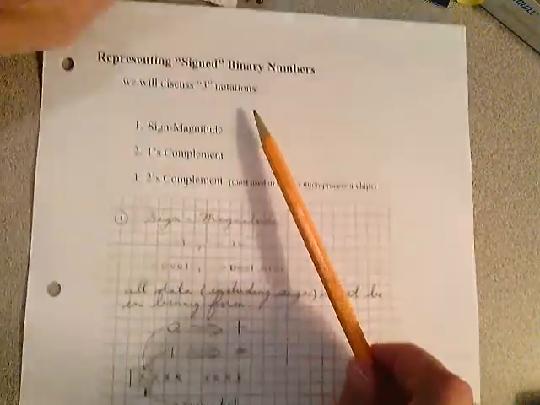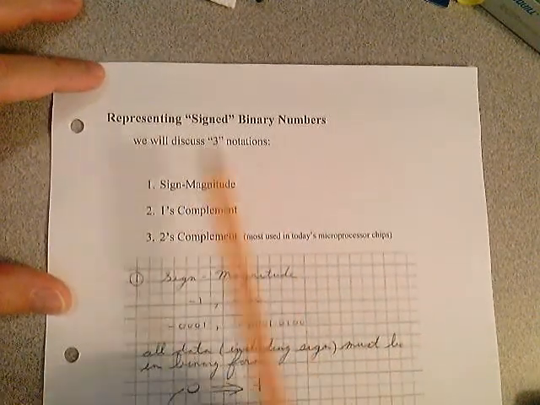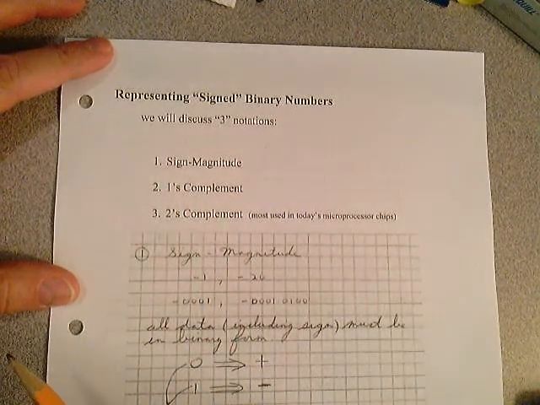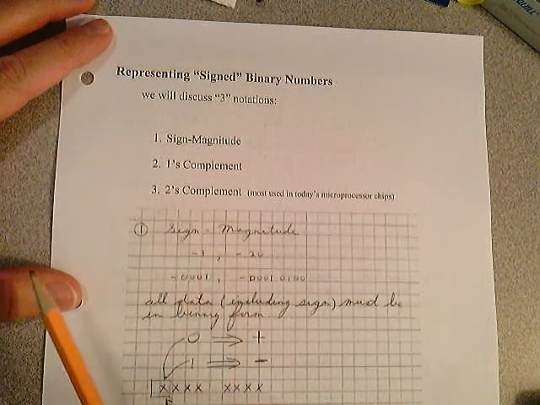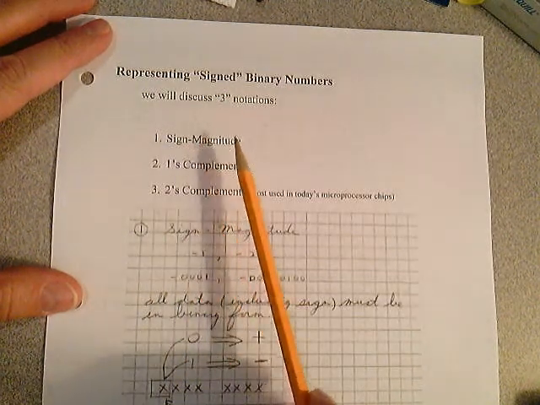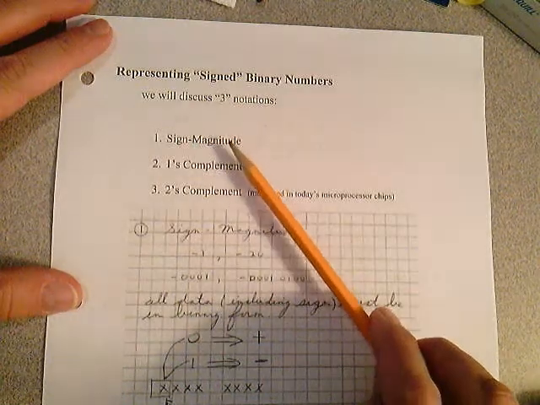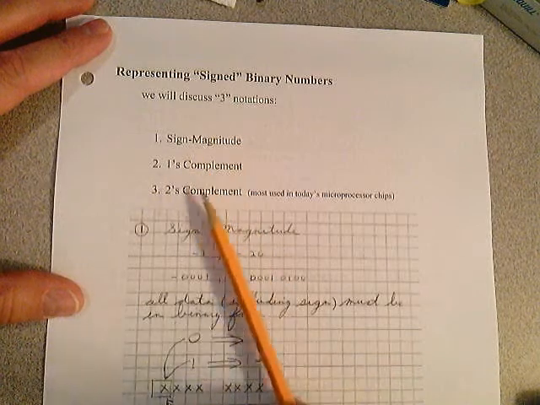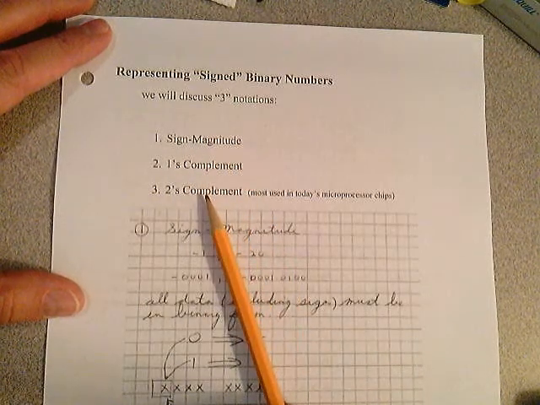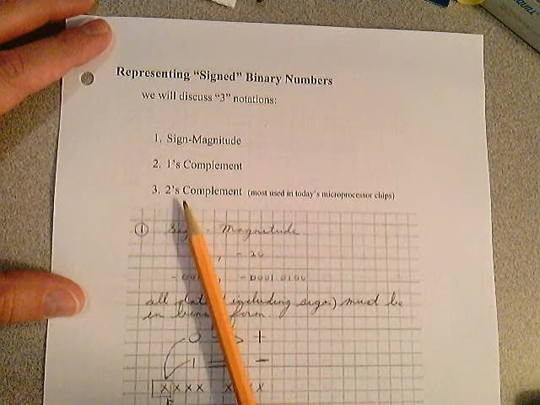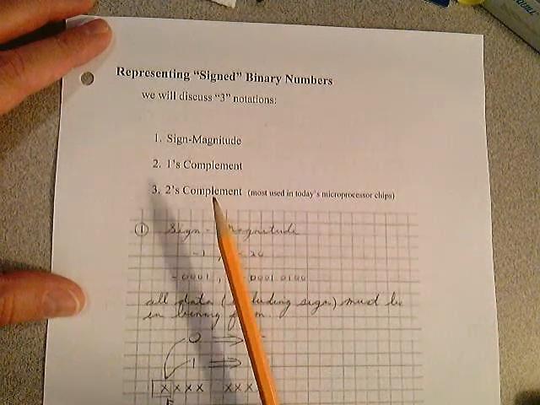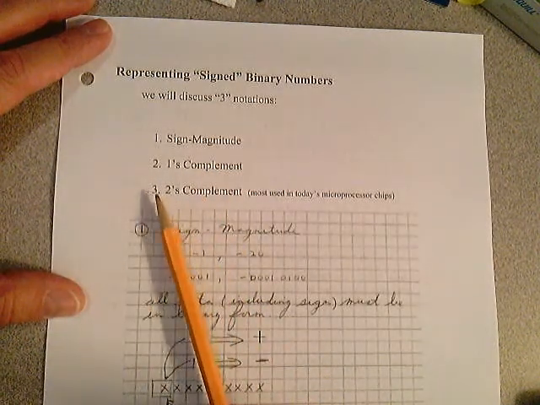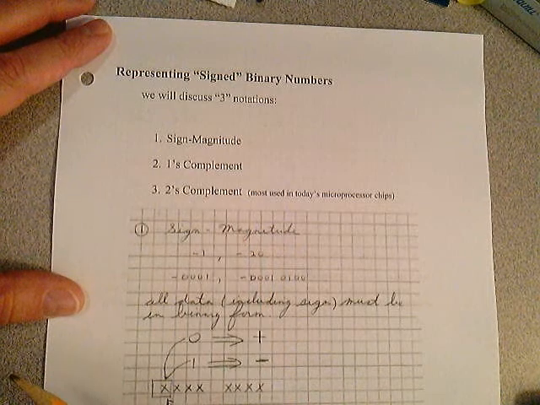What about representing signed binary numbers? We're going to discuss three notations. We're going to discuss sign magnitude. We're going to discuss 1's complement notation, and we're going to discuss 2's complement notation. And we're going to mention how they're used and if they're used anymore. Out of these three, you're responsible for all three of them. But the most important is this 2's complement notation. In this lecture, we're going to investigate sign magnitude and 1's complement. In the next lecture, the entire lecture will be devoted to 2's complement.